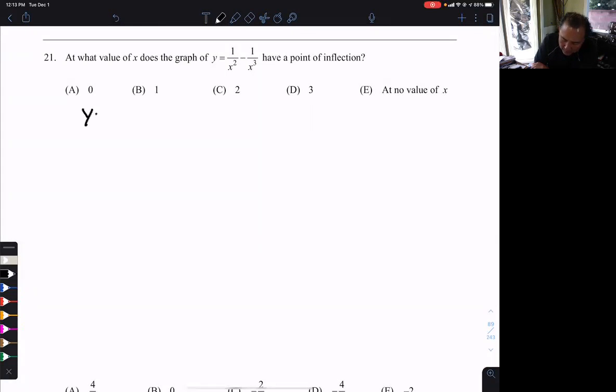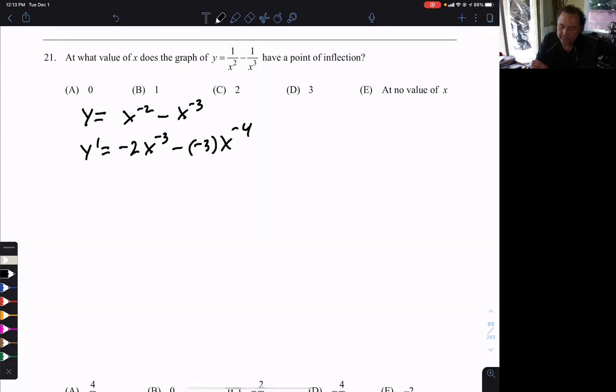For that, I'm going to rewrite this because I can't take the derivative the way it is, so I'm going to rewrite it like that. So the first derivative, we bring the -2 in front and decrease the power by 1. We bring the -3 in front and decrease the power by 1. And so let me rewrite this, -2x^-3 plus 3x^-4.